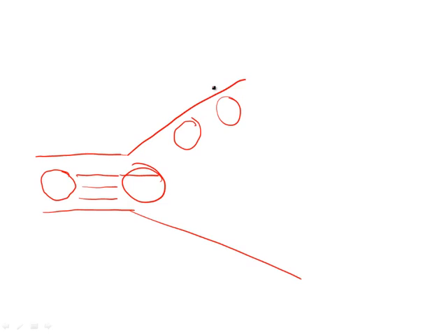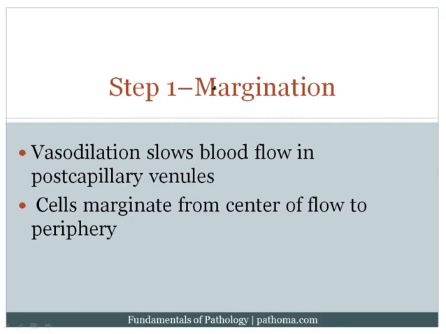So let's go back and look at step one of margination with that in the back of our mind. So what do I say about step one? I say step one, margination. Vasodilation slows the blood flow. Where? Post-capillary venule. Again, very high yield, but the neutrophils are going to come in the same place that the fluid comes from, which is the post-capillary venule. Now, because we get that vasodilation, the cells are going to marginate from the center of the flow to the periphery, and that's basically what I was trying to say here in your text.